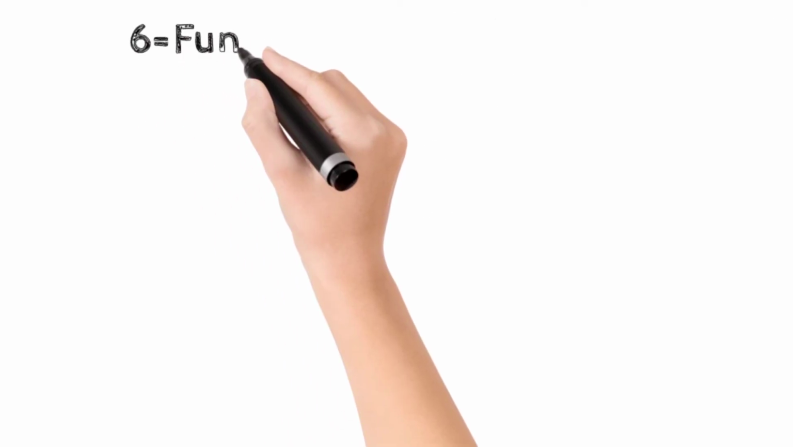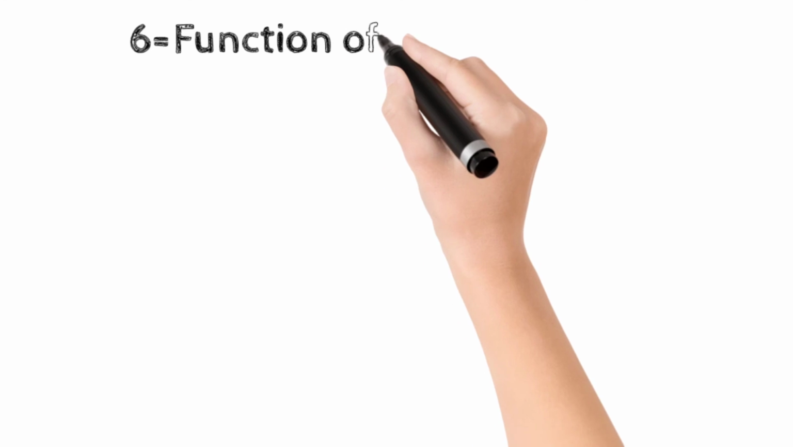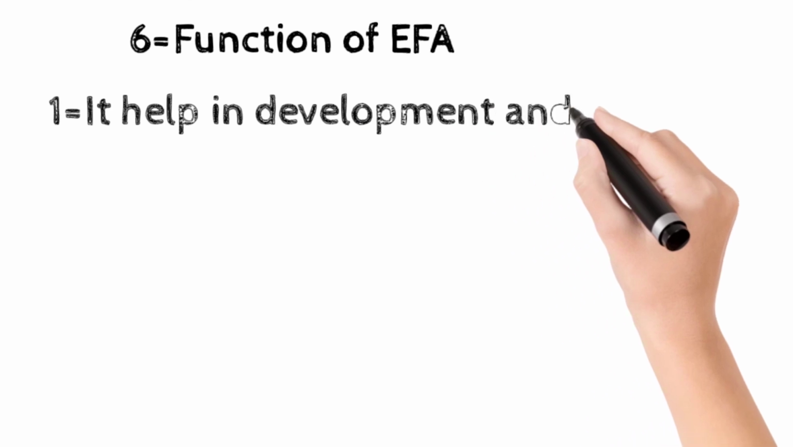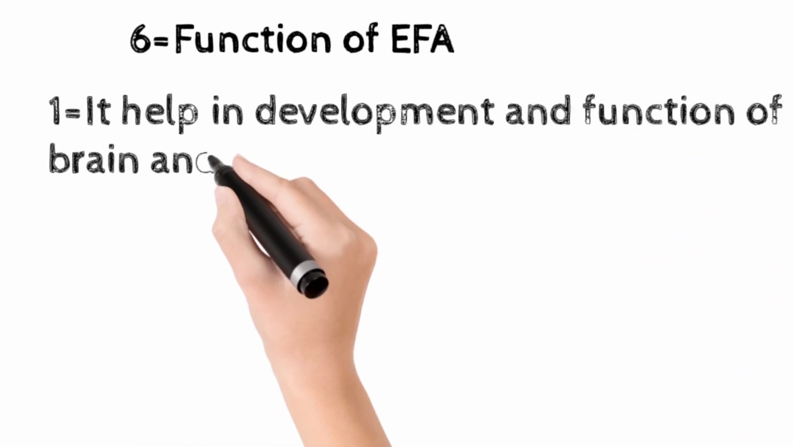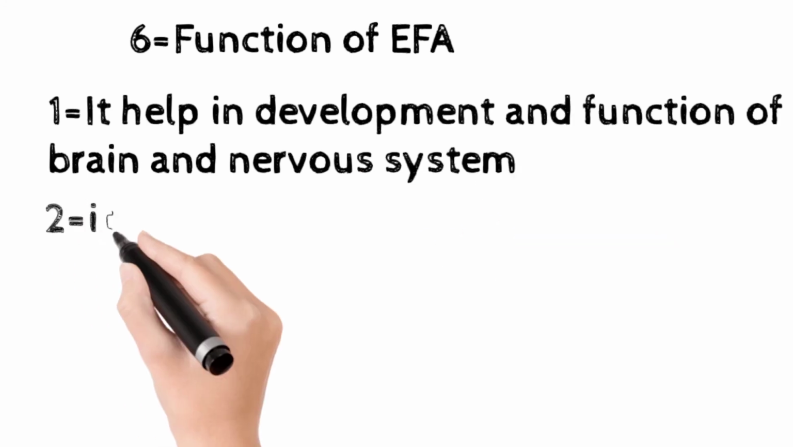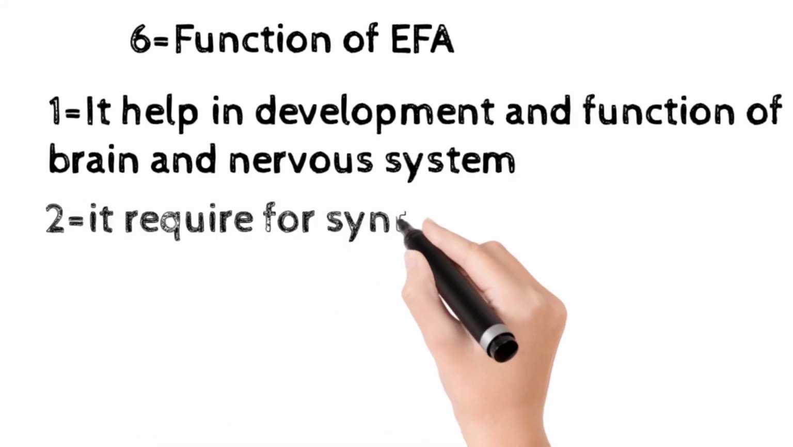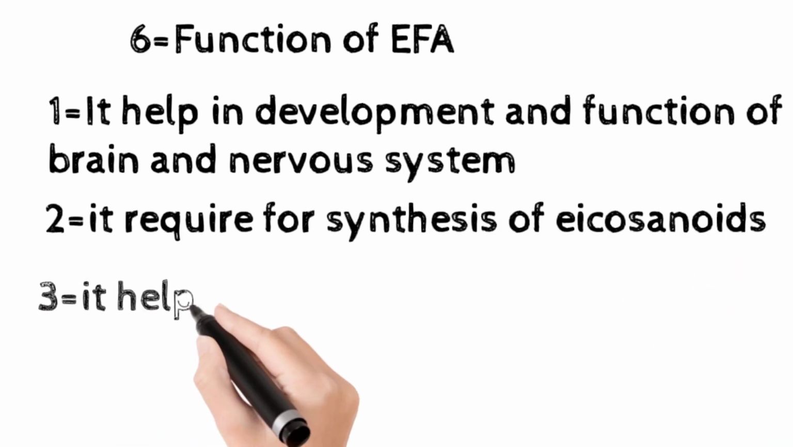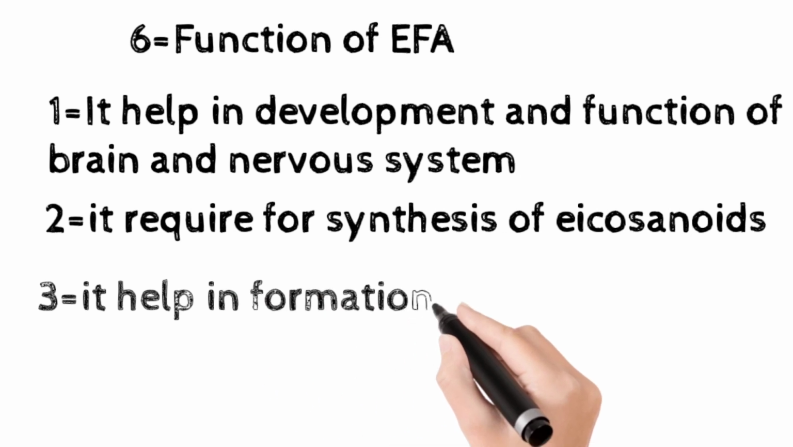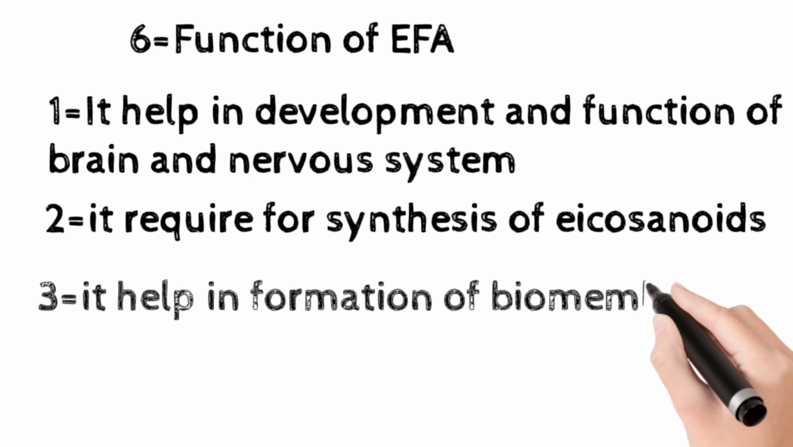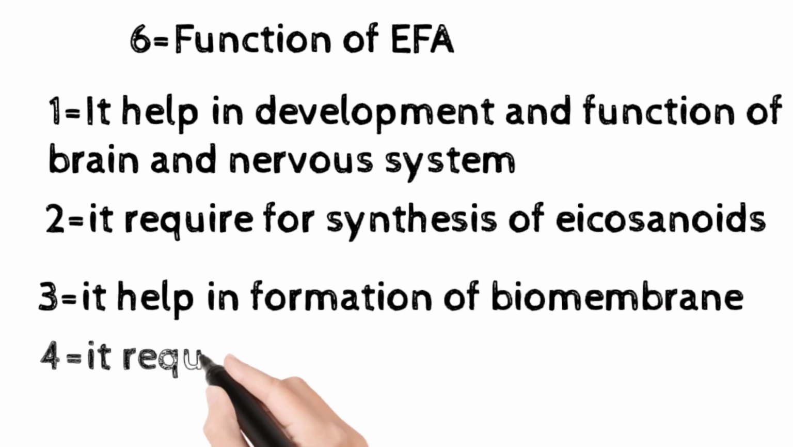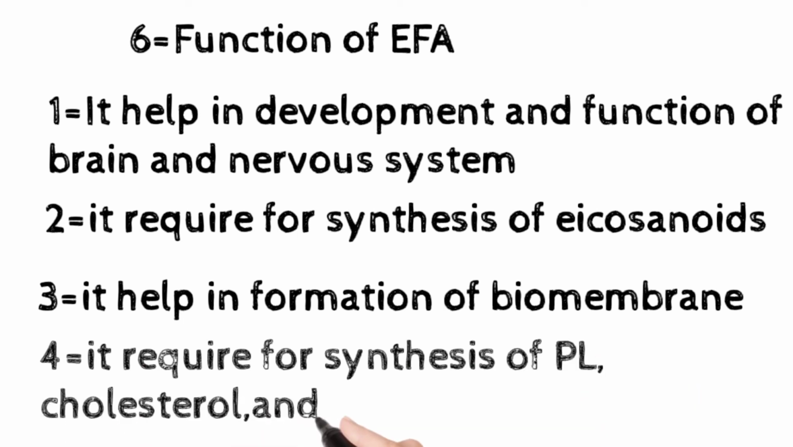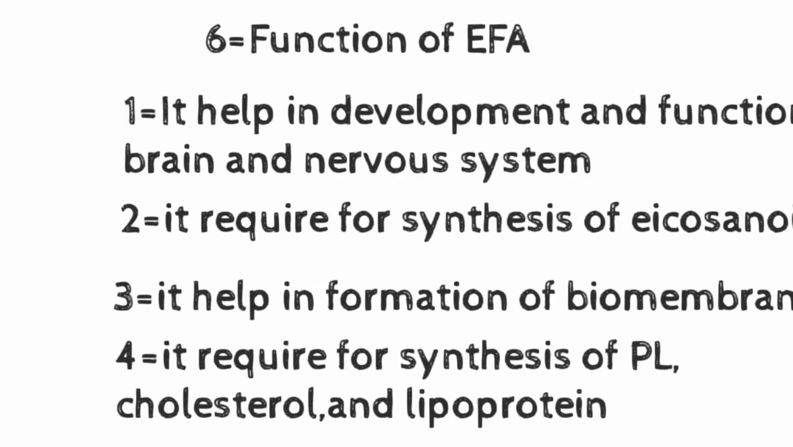Now come to the final part, the functions of essential fatty acids. There are 4 functions of essential fatty acid. Number 1, it helps in development and function of the brain and nervous system. Number 2, it is required for synthesis of eicosanoids, meaning prostaglandin, etc. The third is it helps in formation of biomembranes like the cell membrane. Number 4, essential fatty acid is required for synthesis of phospholipids, cholesterol and lipoprotein.